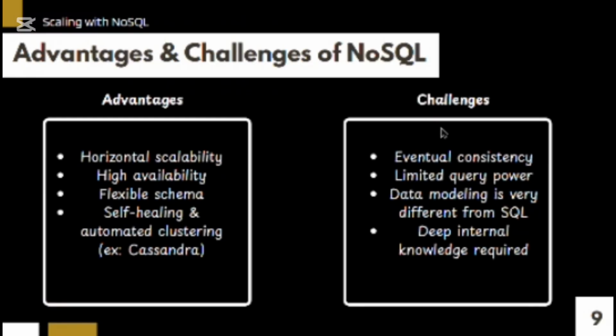So to wrap up the NoSQL landscape, let's weigh the pros and cons of NoSQL. On the advantage side, the benefits are clear. You get massive horizontal scalability, high availability, flexible schema, self-healing, and automated clustering. This is an example of Cassandra. And here it comes with challenges. You often sacrifice immediate consistency for eventual consistency. You have limited query power compared to traditional SQL, and honestly, the data modeling requires a completely different mindset. It often requires deep internal knowledge to tune correctly.